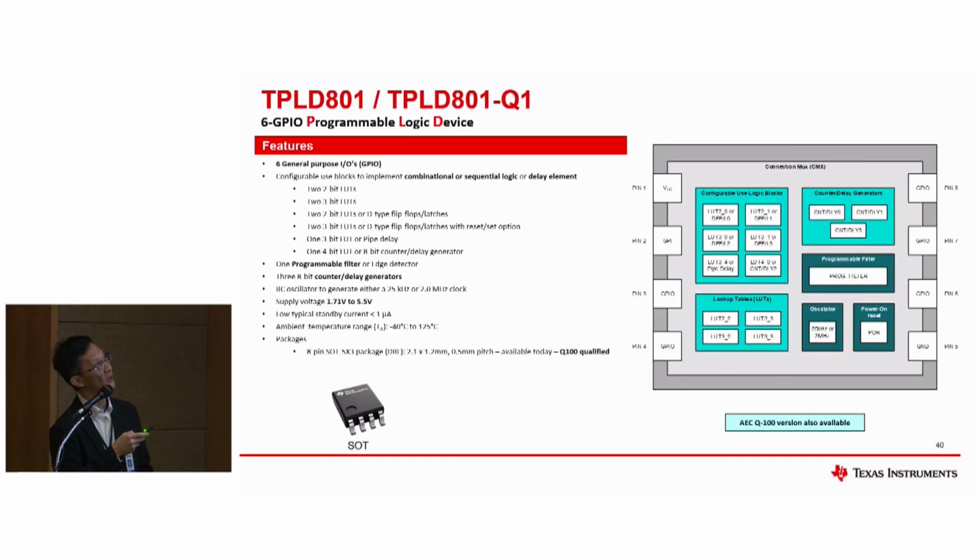So we start with the 801, the simplest. It only comes with 6 GPIO. We have 2-bit or 3-bit or even one 4-bit LUT, right? This is a very simple one that doesn't have any analog comparator built in. It's a very simple 8-pin or 10-pin SOT package, right?